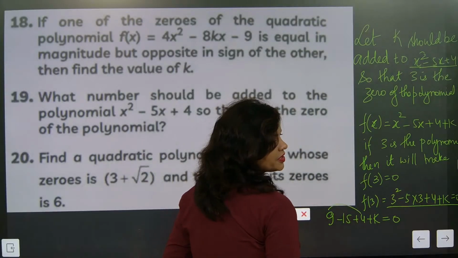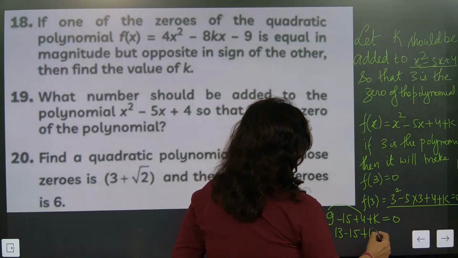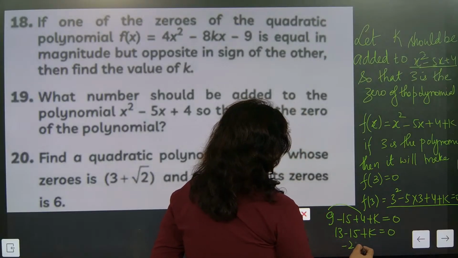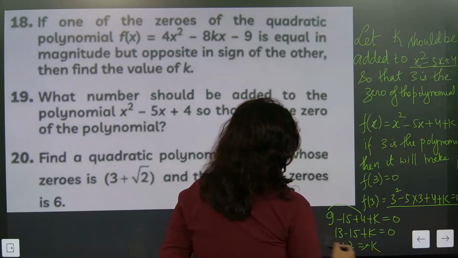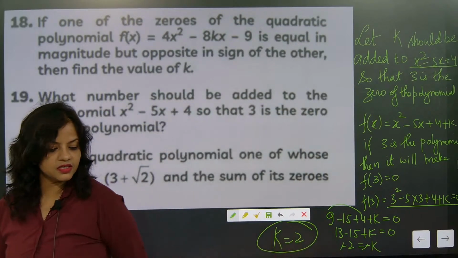9 plus 4 will become 13. So 13 minus 15 plus k equal to 0. So minus 2 equal to minus k. So k value is coming as 2.